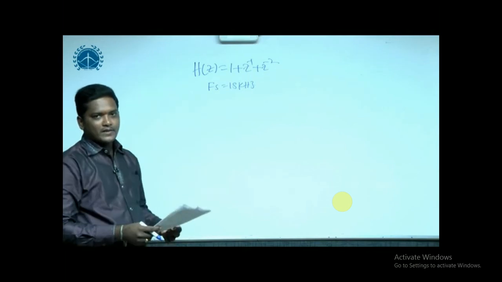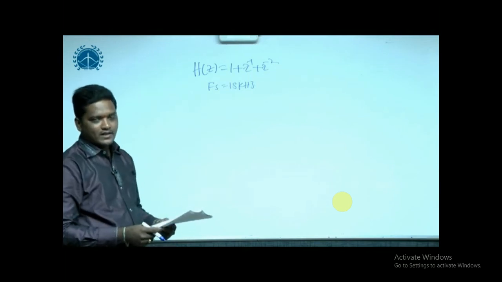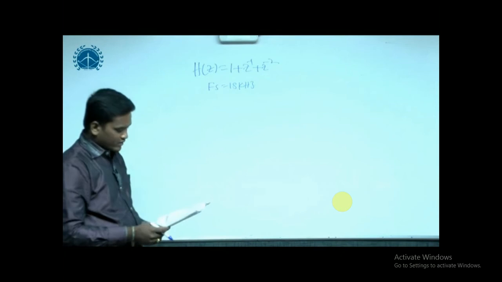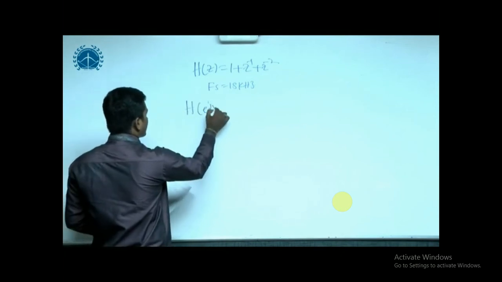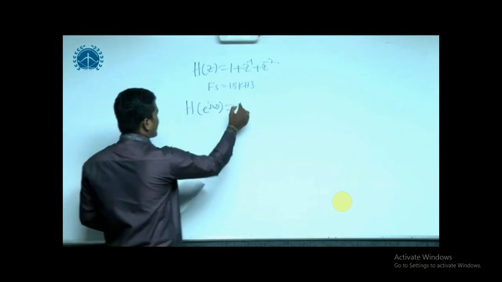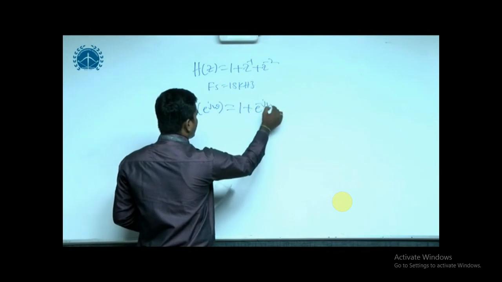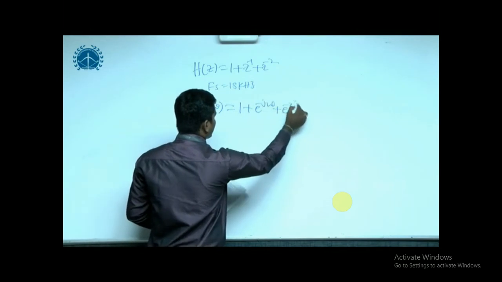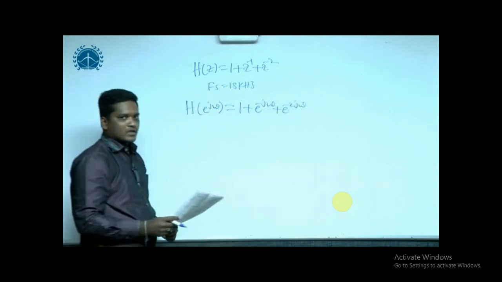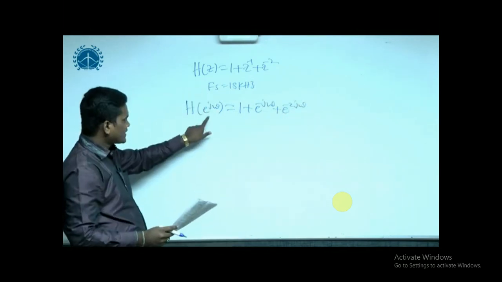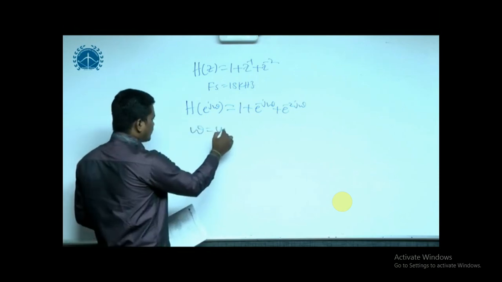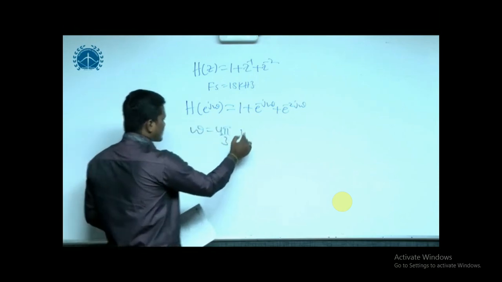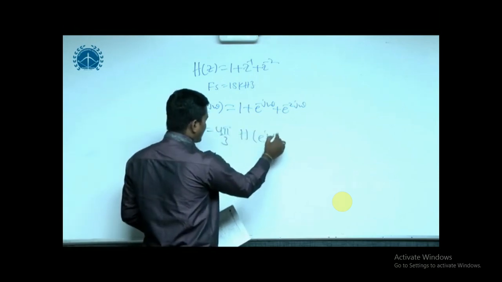A system not passing a signal means the gain offered by the system at that frequency is zero. So let us first find the frequency response of the system. Let us replace z equals e power j omega, then 1 plus e power minus j omega plus e power minus 2 j omega. At what value of omega is it going to be zero? At omega equals 4 pi by 3, h of e power j omega becomes zero.